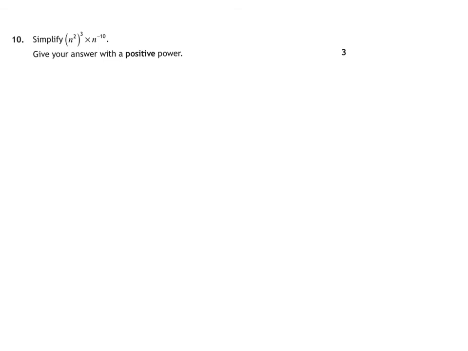Okay, so we need to simplify n squared all cubed times n to the minus 10, giving our answer with a positive power. So BODMAS says we have to deal with our brackets first, so it's the same here. So anything of a power to a power, so n squared, all cubed, means n squared times n squared times n squared, right? And when we have something times together with powers, we can add them, so we end up with n to the power of 6.